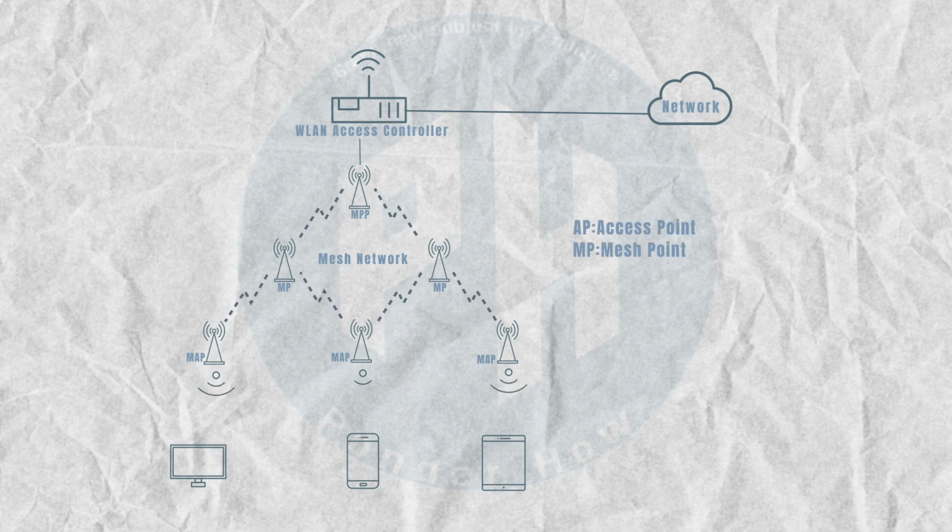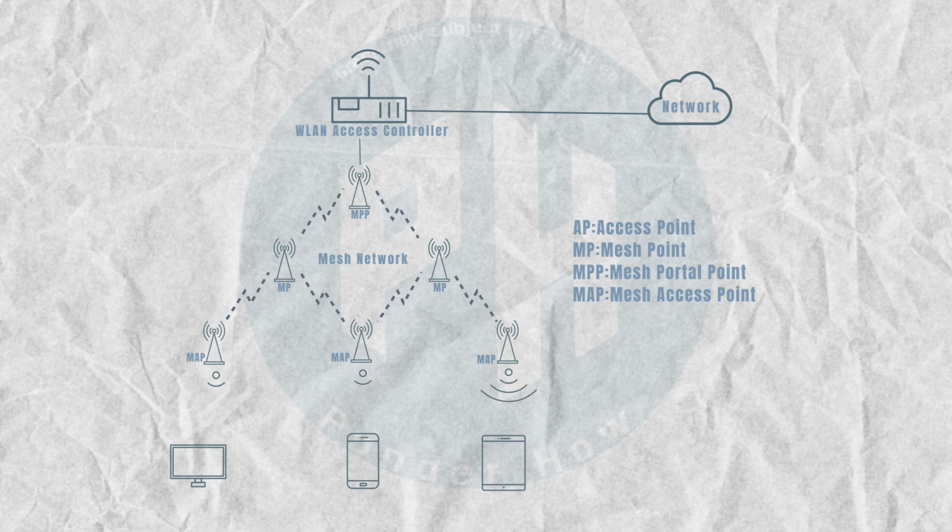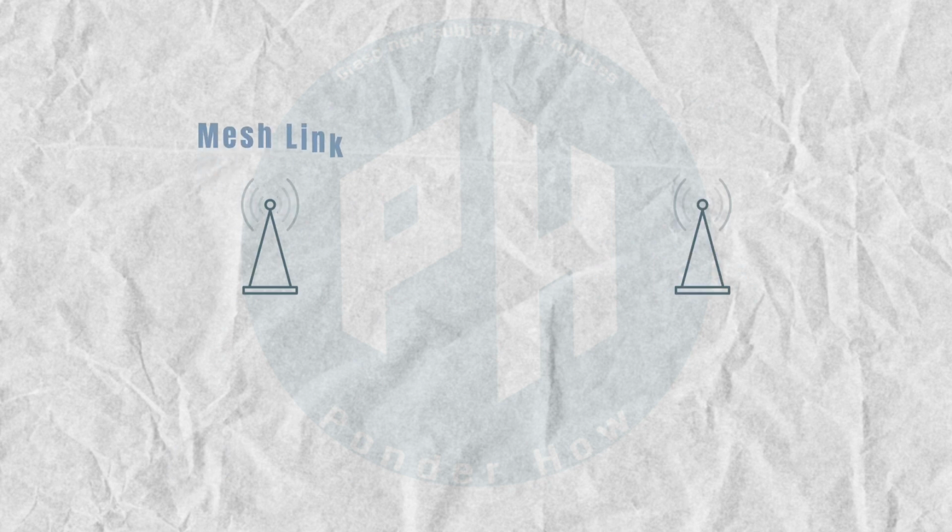A mesh point (MP) provides only mesh services. A mesh portal point (MPP) provides a wired connection to a wired network. A mesh access point (MAP) provides both mesh and access services. Wireless links established between MPs are mesh links. MPs can establish a mesh link after they discover each other and establish a peer relationship.